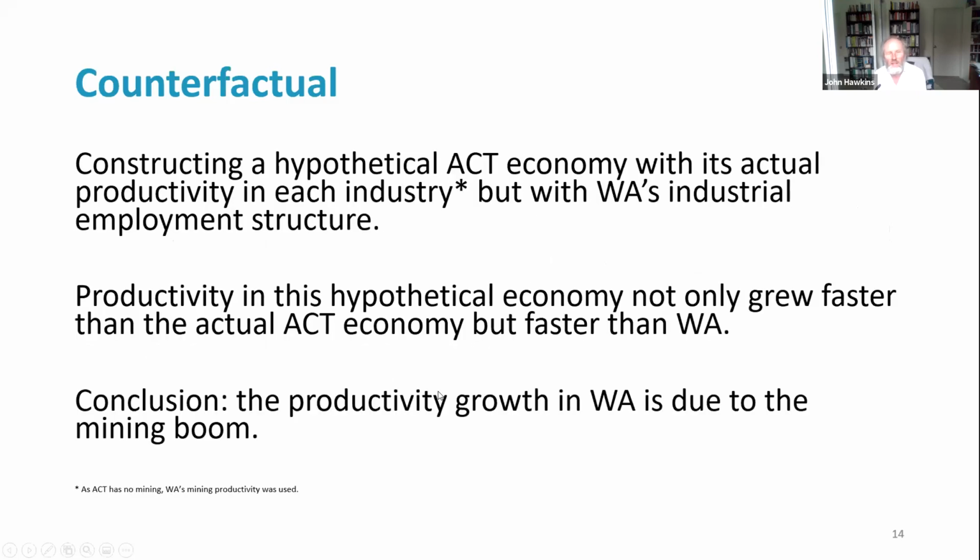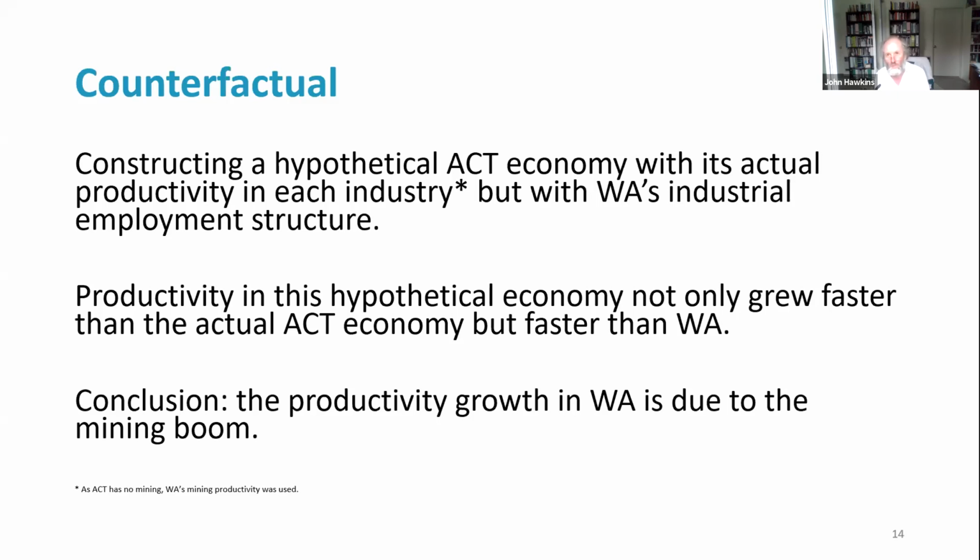And productivity in this hypothetical economy not only grew faster than the actual ACT economy, but also faster than WA. So the conclusion I draw from that is that the fact that productivity growth in WA was higher than the ACT is entirely due to the mining boom, because in the other parts of the economy, the ACT has been outperforming.